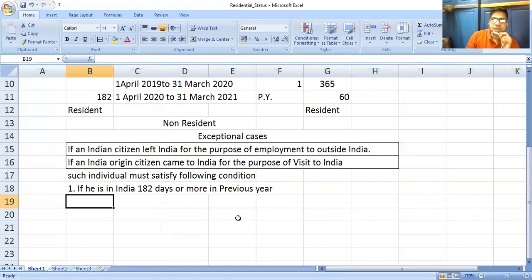These are the conditions and you must follow them. These conditions are there in our Income Tax Act 1961, and these numbers and dates are provided, and you should follow all the conditions.